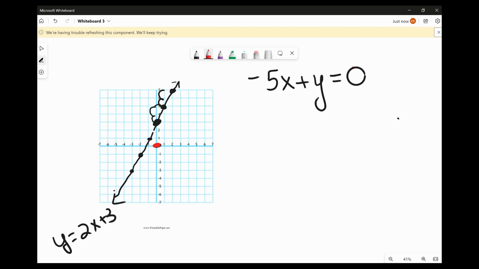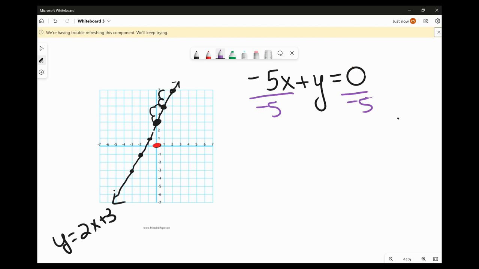Okay? Now, my x-intercept is when y is 0. So when y is 0, I would do this, and I would divide both sides by -5. And when I do that, I'm still going to get my x-intercept is also 0. So I haven't gotten too far because that one point is both of the intercepts.